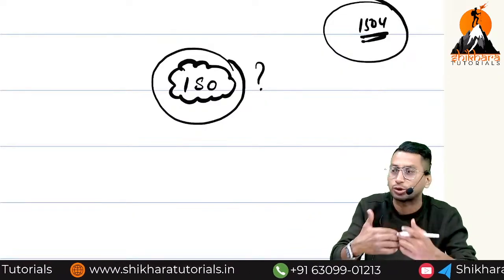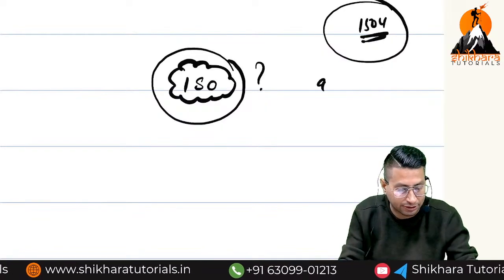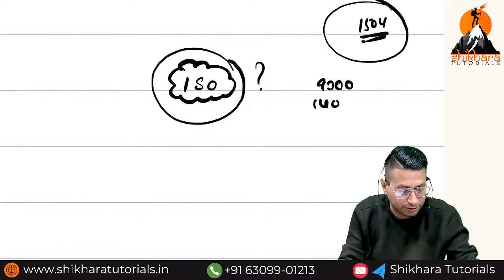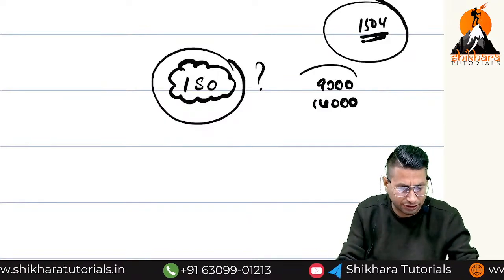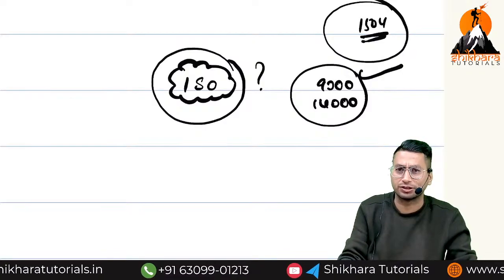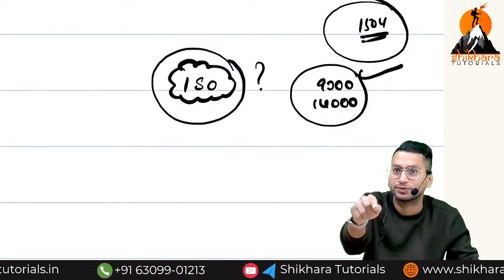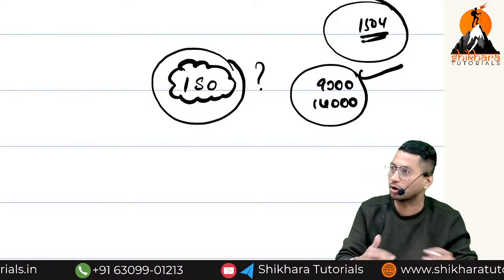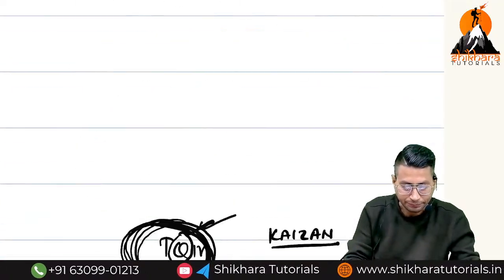There are more than 25,000 standards. But CMS will use only the 9,000 series and 14,000 series. Clear? There are many, but in our syllabus we have only the 9,000 and 14,000 series. That too not in detail, just a little introduction, but we have problems on this. Lots of problems in this ISO chapter, which are very important.